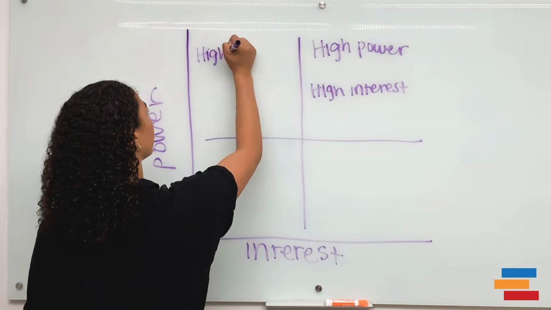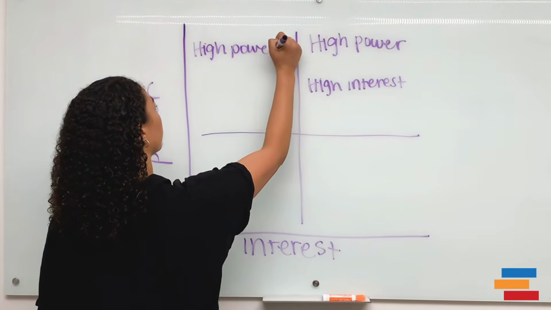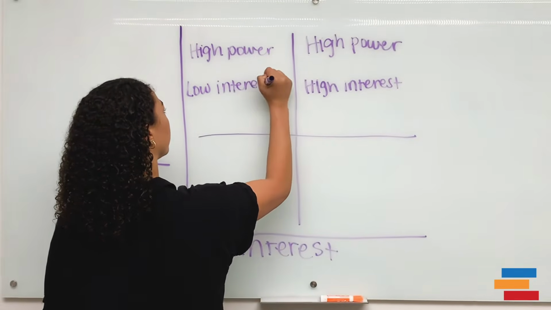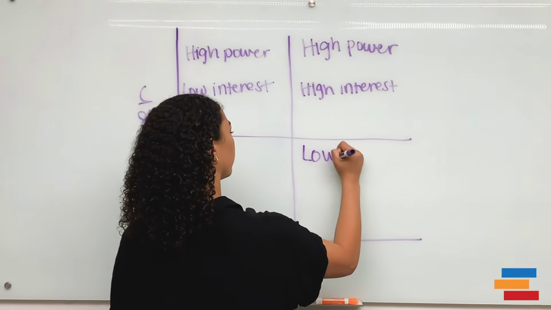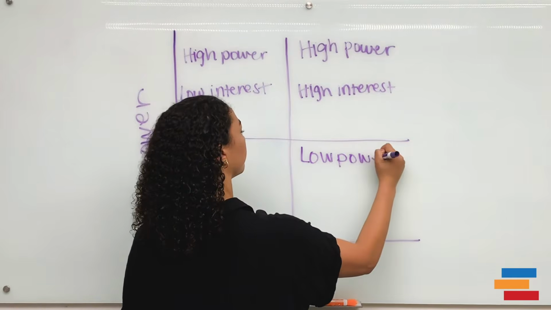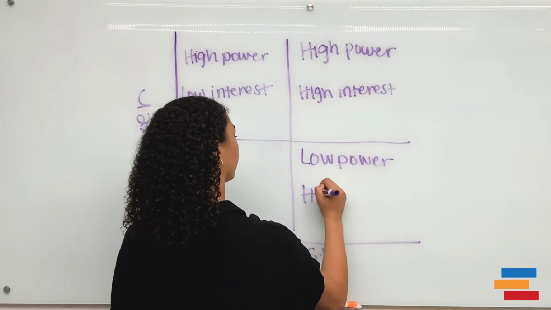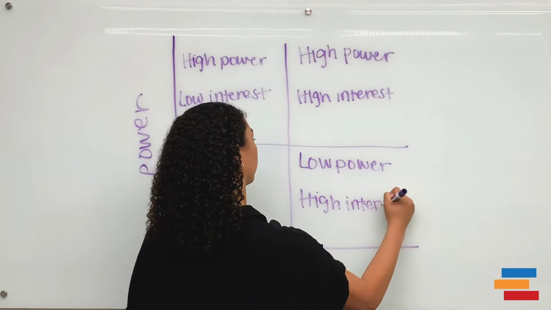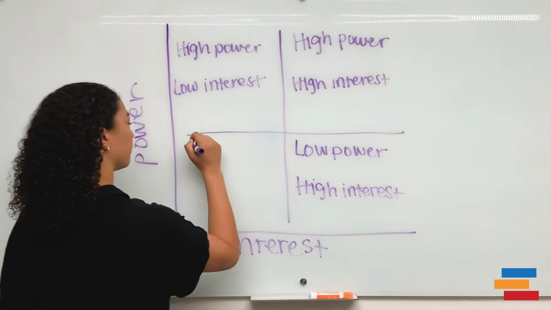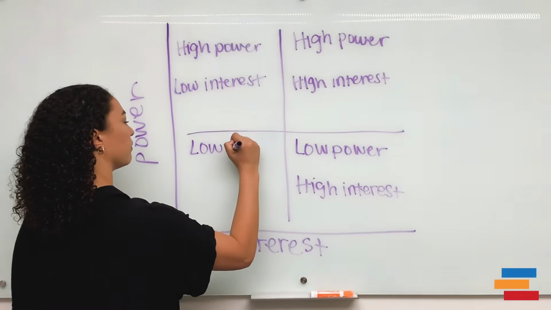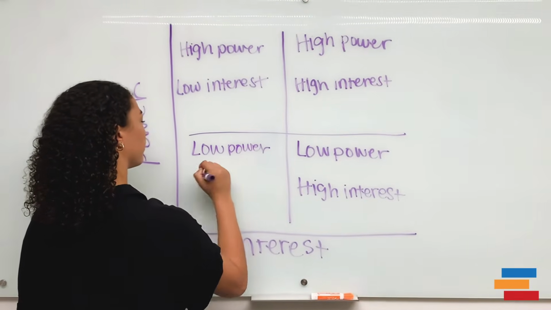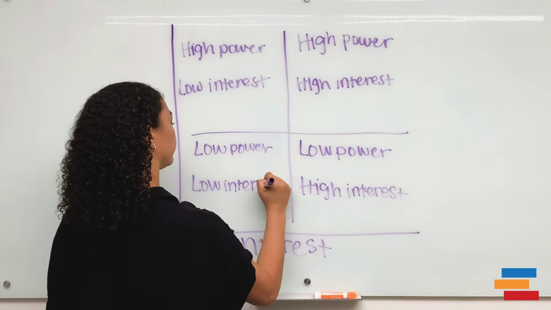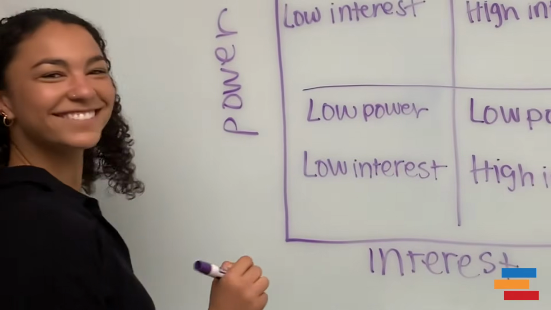The second is high power, low interest. These stakeholders have a lot of influence, but not a strong interest in your project. Keep them in the loop, but try not to over-communicate with them. The third is low power, high interest. These stakeholders don't have much influence, but are still affected by your decisions. Make sure that they don't have any major issues. And last is low power, low interest. These stakeholders lack both influence and interest in your project. It's not crucial that you communicate with them regularly.